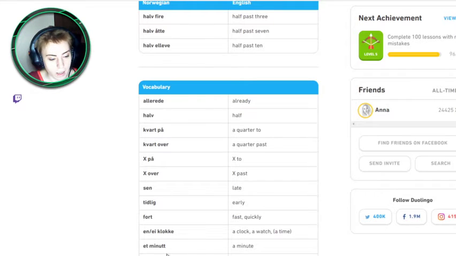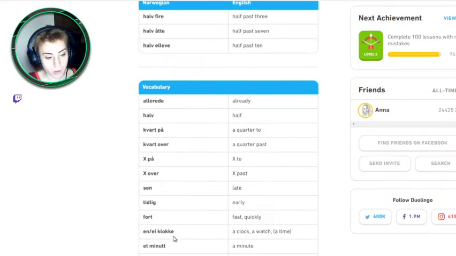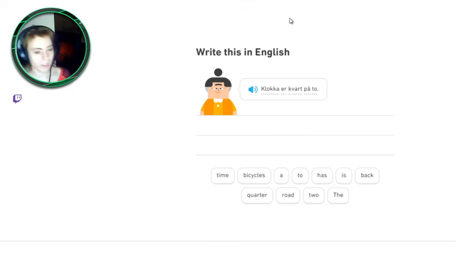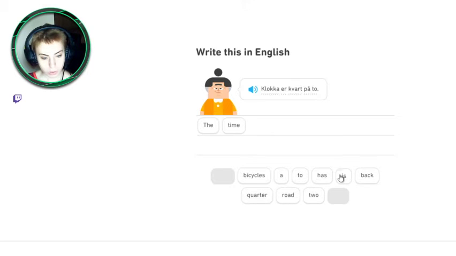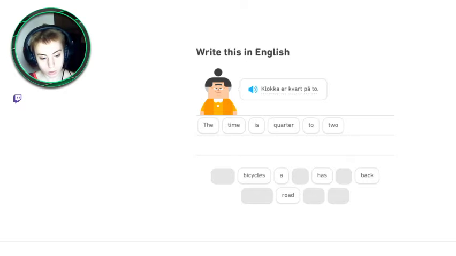Fast, quickly. Klocka is a feminine word, so that's why the suffix is a. Pronouns are en, ei, et. Minutt, sekund. Let's hop into it. Klokka er 1:15. Klokka is 2:15. The time is quarter to 2:15, so 2:45. Yep.